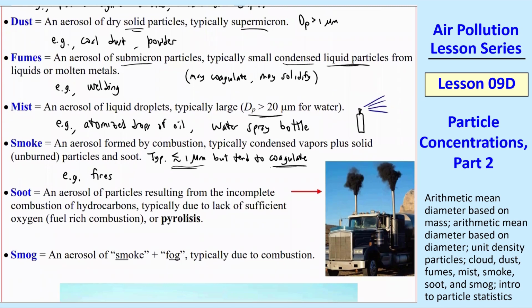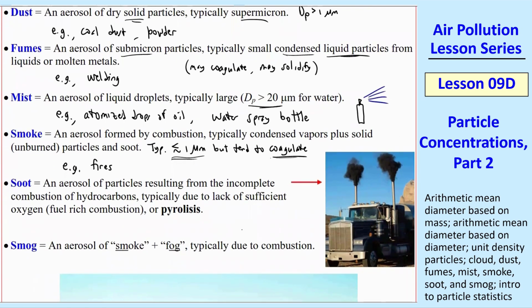Soot is an aerosol of particles that result from incomplete combustion of hydrocarbons. Remember, we talked about stoichiometric ratios, etc. So typically due to a lack of sufficient oxygen, in other words, fuel-rich combustion. Pyrolysis is another thing that produces soot. Pyrolysis is the technique where you burn not quite enough. It's very starved for oxygen, and it's where you turn wood into charcoal. That's a process called pyrolysis. A good example of that is diesel smoke, like I show here, when you sometimes see on the highway these big black puffs of smoke from trucks.